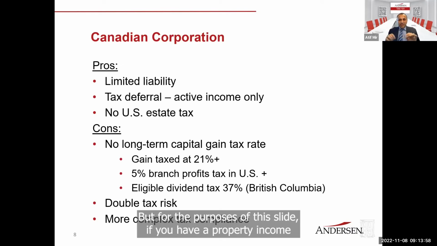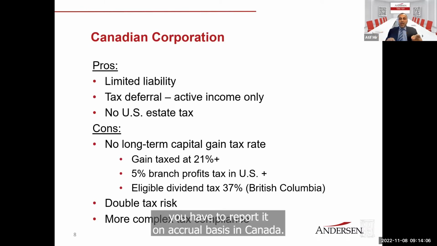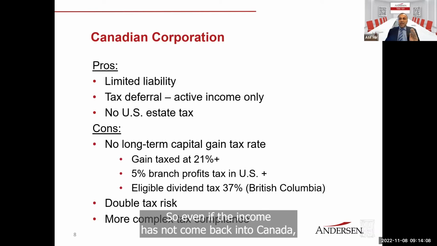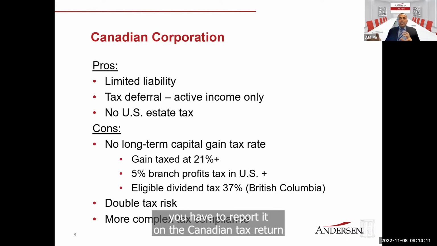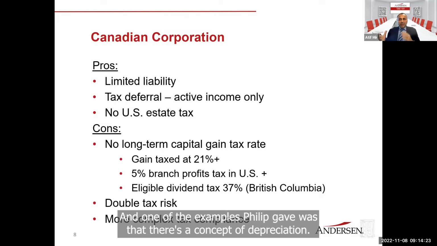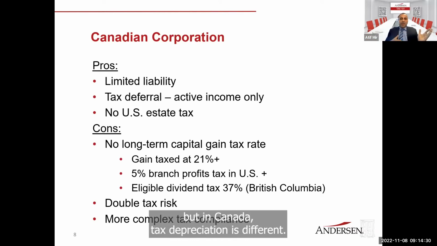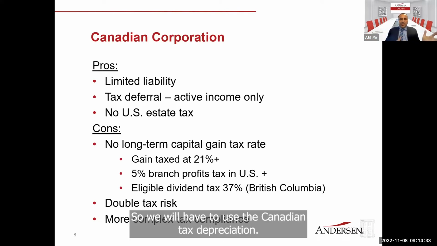But for the purposes of this slide, if you have property income in a foreign country, in this case the US, you have to report it on an accrual basis in Canada. So even if the income has not come back into Canada, you have to report it on the Canadian tax return. And if that happens, you have to Canadianize that income. You have to use the Canadian rules to determine what the FAPI should be. And one of the examples Philip gave was the concept of depreciation. We use depreciation in the US, but in Canada, tax depreciation is different.